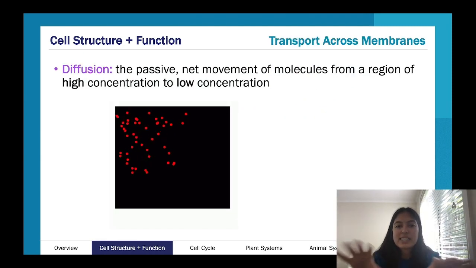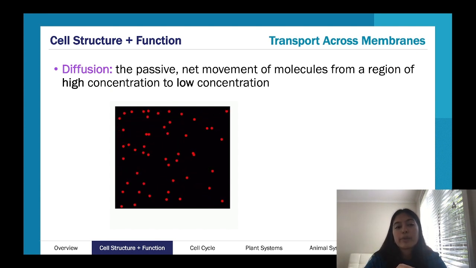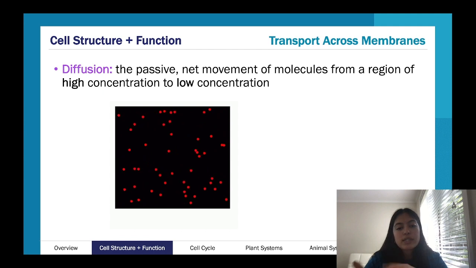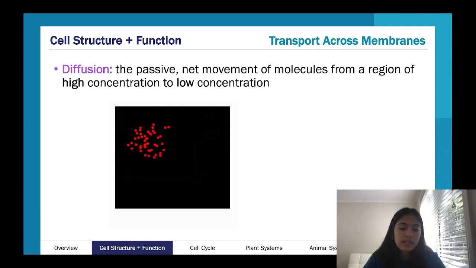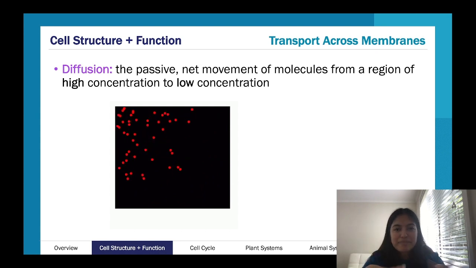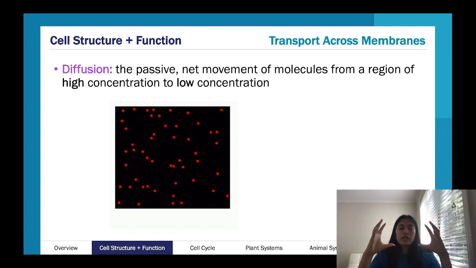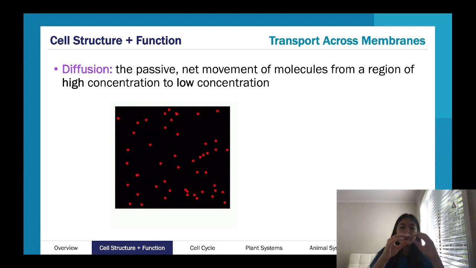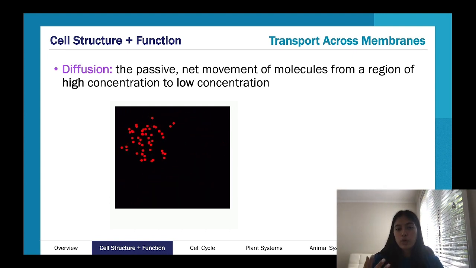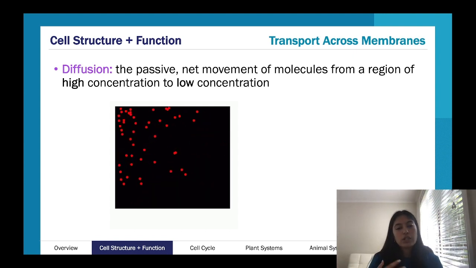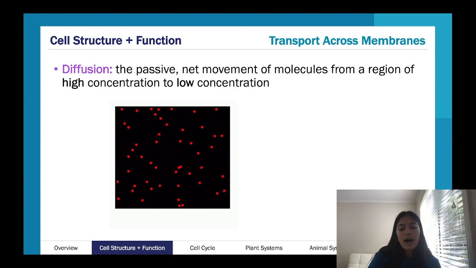Okay, so here is where I guess the money is. We're thinking about transport across the plasma membrane, or across membranes in general. So the simplest form of transport we can think about is diffusion. This is basically when there are no airs and graces about it. You just have molecules coming from a region of high concentration and they move to a low concentration. You'll often describe transport using these terms: high concentration, low concentration, passive movement, net movement.